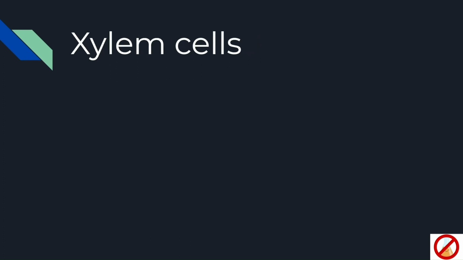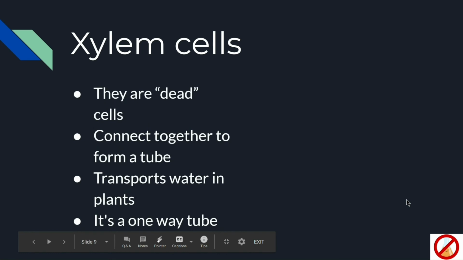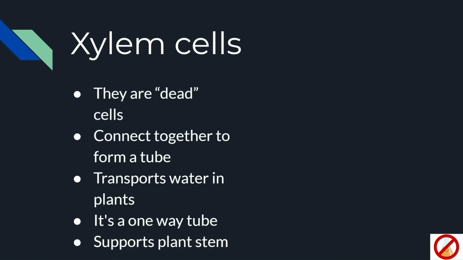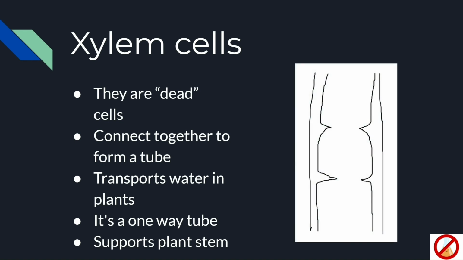What happens to the water once it gets taken up from the root? Well, we have the xylem cells. Xylem cells are basically dead, right? We refer to them as dead cells because they do not really do anything. Basically, they look something like this. You can see the individual cells, but there is a gap in between them, and it basically connects them together to form a tube shape.